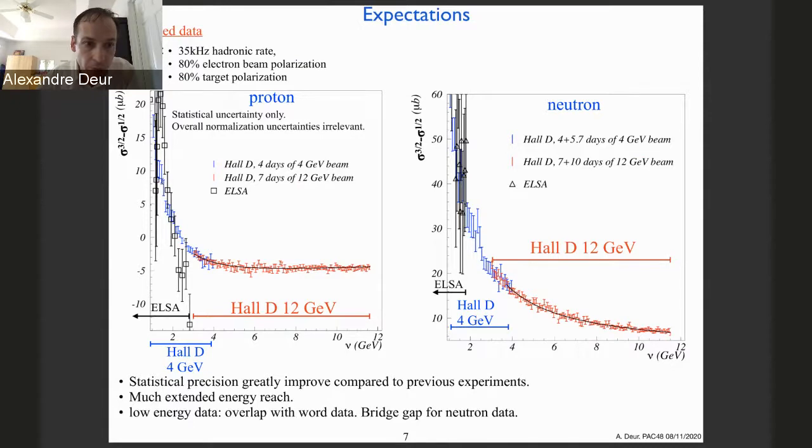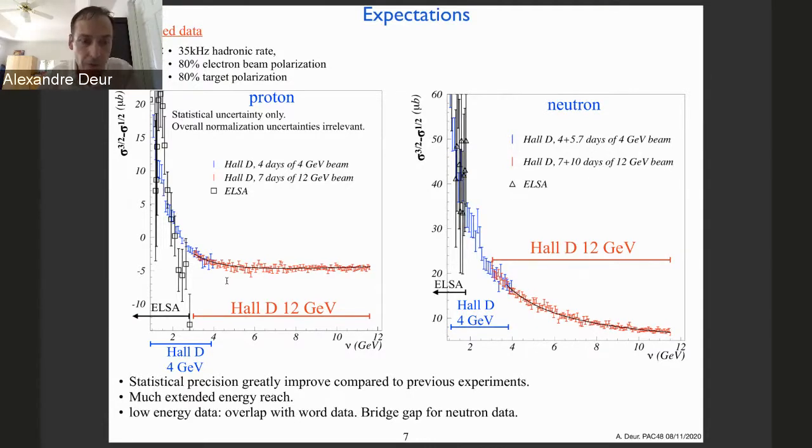You can compare those data to the world data that are shown in black. And you can see that the statistical precision will be greatly improved. The error bar on each data point is much smaller, and also the binning is much tighter. You can see also that the energy reach will be greatly extended.